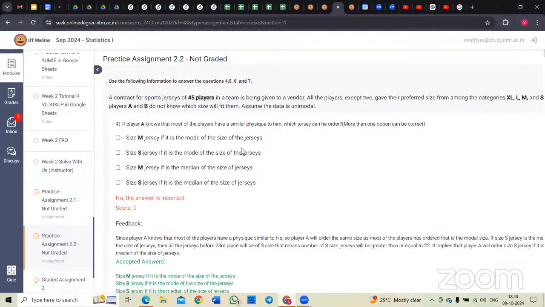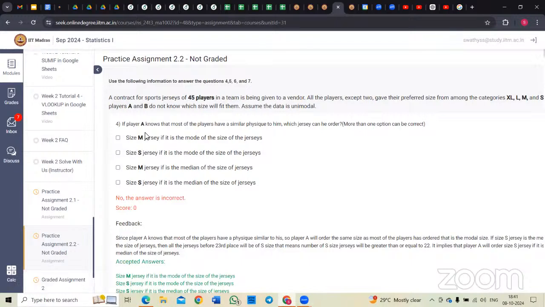A contract for sports jerseys of 45 players in a team is being given to a vendor. All the players except 2 gave their preferred size from among the categories XL, L, M, and S. Players A and B do not know which size will fit them. Assume the data is unimodal. So question 4: if player A knows that most of the players have a similar physique to him, which jersey can he order? First option is size M jersey if it is the mode of the size.